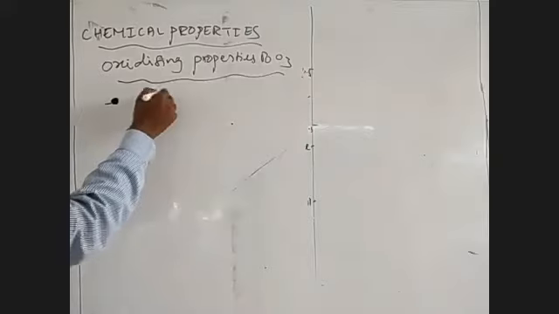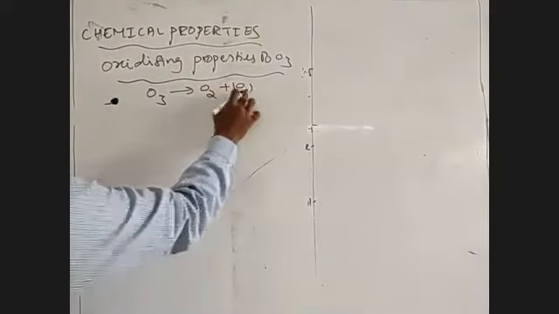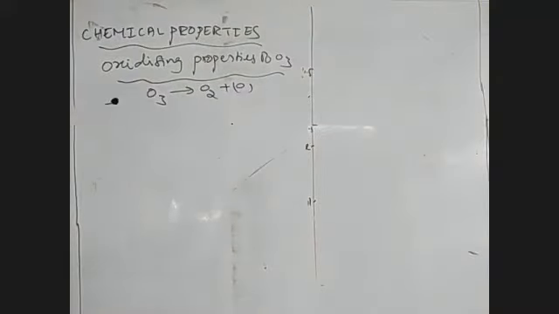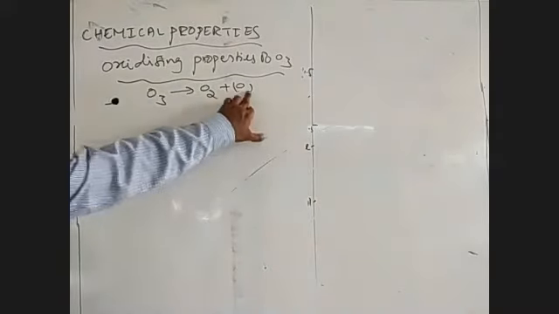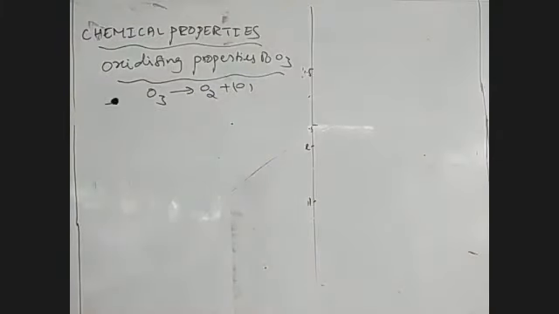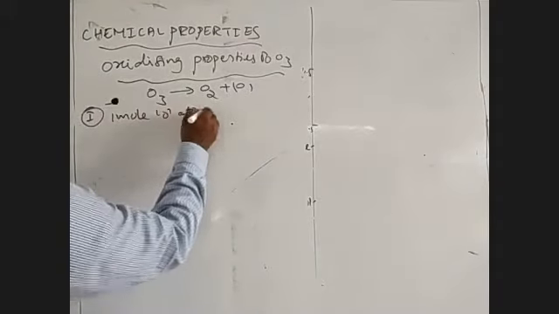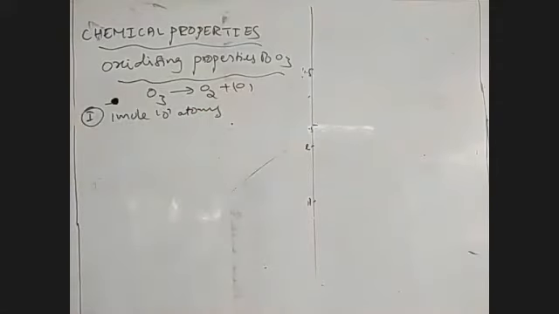In the oxidizing properties, O3 changes into O2 plus O. This is called nascent oxygen, freshly released oxygen. This nascent oxygen is used in oxidation reactions. In these, two types of reactions are there. Ozone contains 3 oxygen atoms, but of these only 1 oxygen atom is used for oxidation. This is the one type of oxidizing property.